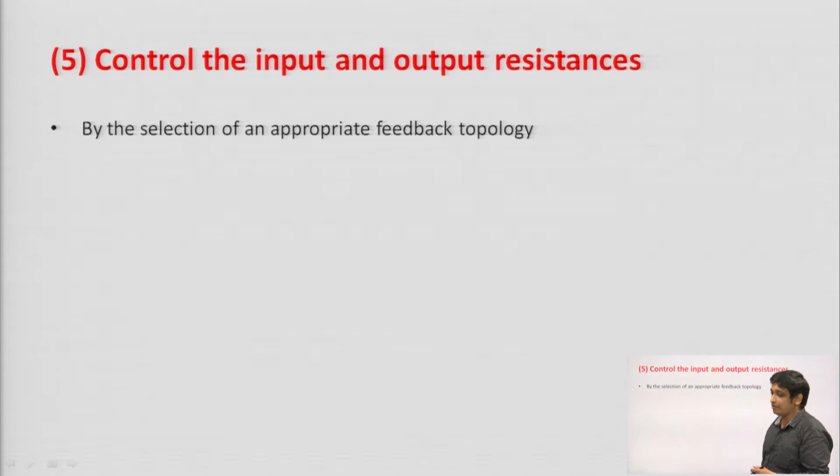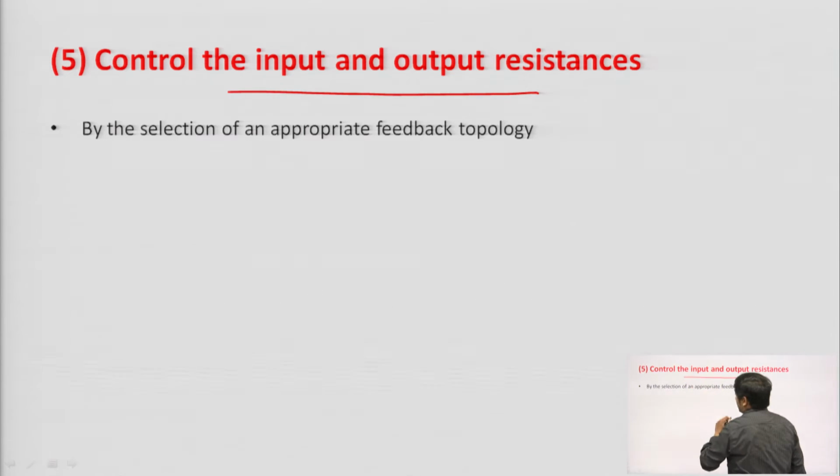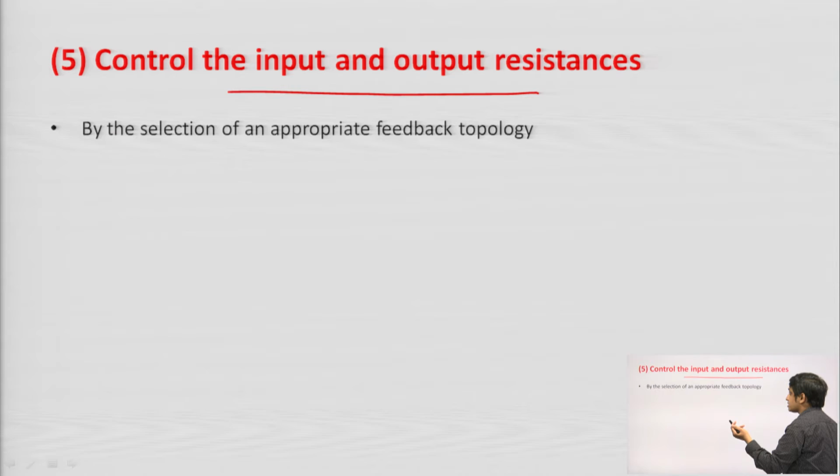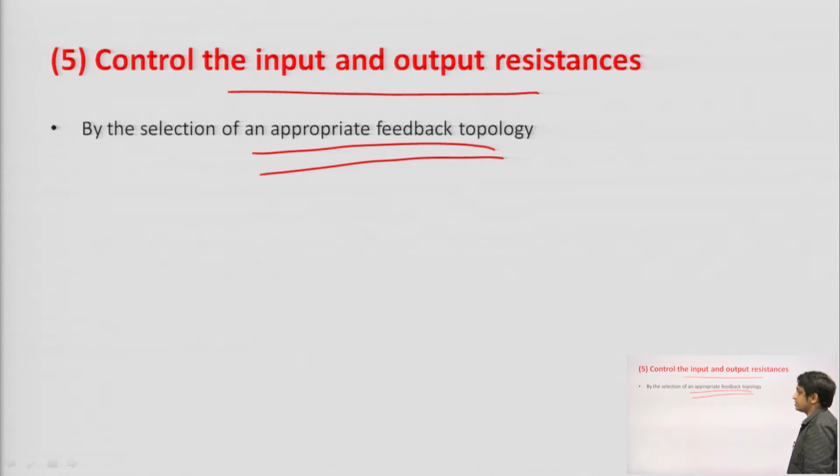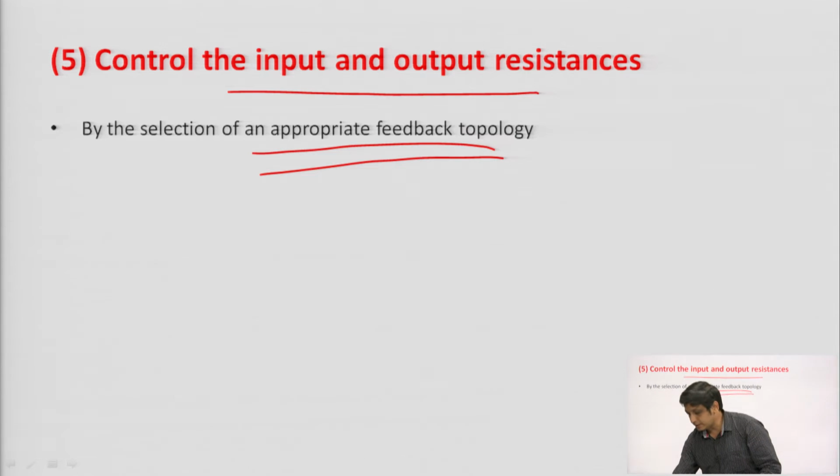The next property of negative feedback is that it can control the input and output resistance. We can increase the input resistance and output resistance, or we can decrease them. So there are 4 cases. Whether the input resistance and output resistance will increase or decrease totally depends upon the selection of appropriate feedback topologies. Now, what is this feedback topology? We need to understand it.